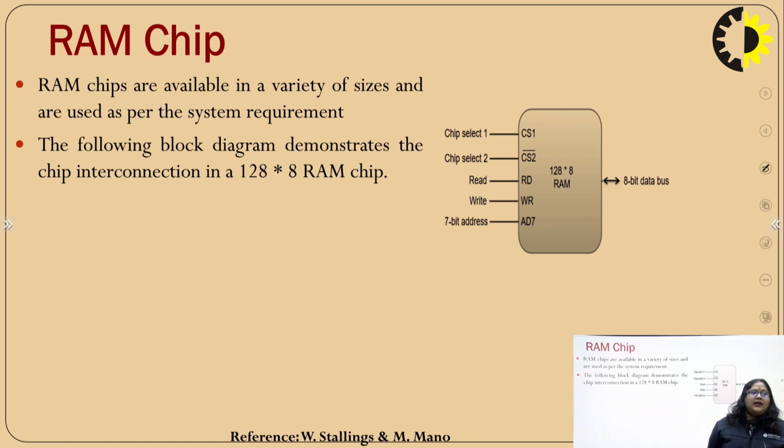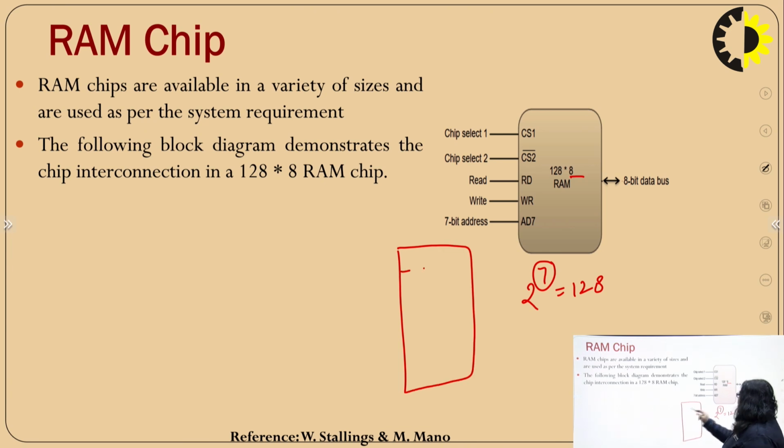There are 7 address lines, because the size is 128, so 2 to the power 7 equals 128. So we use 7 as the address lines. And what is 8? 8 denotes the bits. Suppose this is the RAM. The size of RAM is 128 into 8.